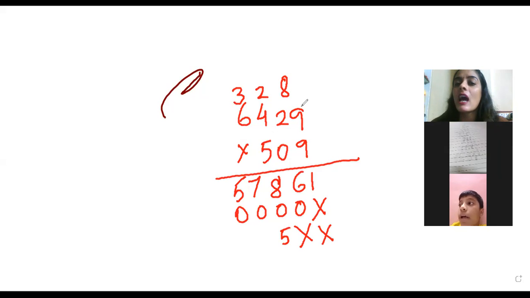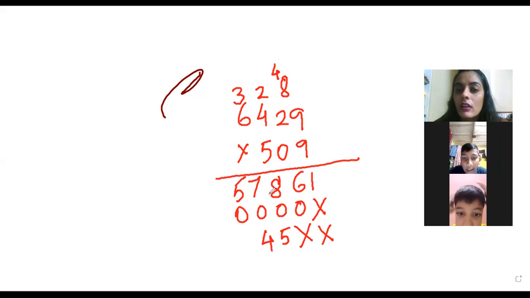Now 5 9s are 45. So 5 here and 4 will be carry over here. 5 2s are 10 plus 4, 14. So 4 and 1 will be carry over here. 5 4s are 20. 20 plus 1, 21. And carry over here. 5 6s are 30. 30 plus 2 is 32.